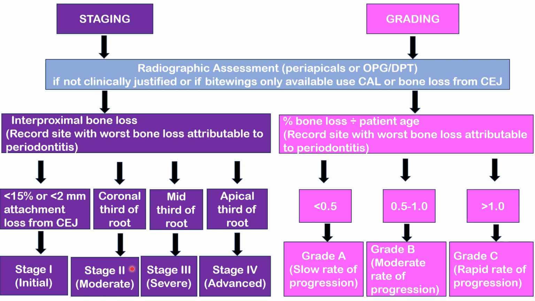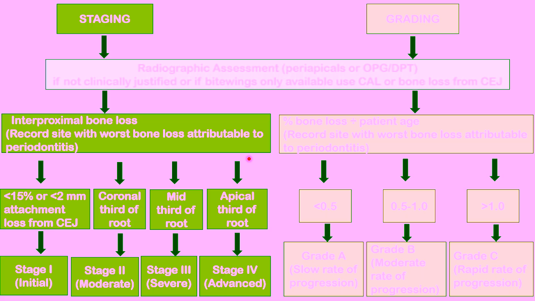Next, stage 2 is moderate periodontitis. In this we can see that bone loss is seen in the coronal third of the root. Coming to stage 3, that is severe periodontitis, the bone loss is present in the mid third of the root. Stage 4, which is advanced periodontitis, has bone loss seen in the apical third of the root.